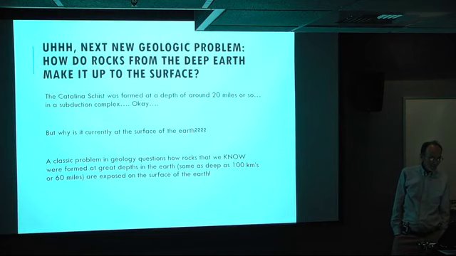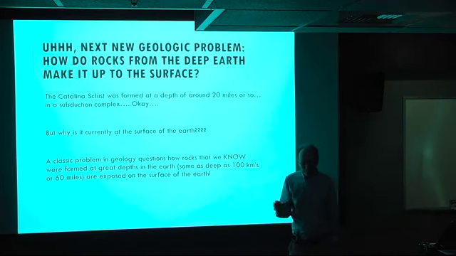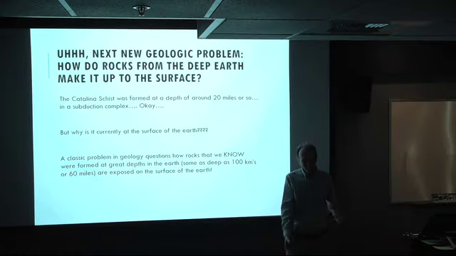But the next new geologic problem, okay, we've identified the rocks on Catalina as forming at great depths under lowish temperatures like 20, 30. Did I lose something? There we go. Am I back?